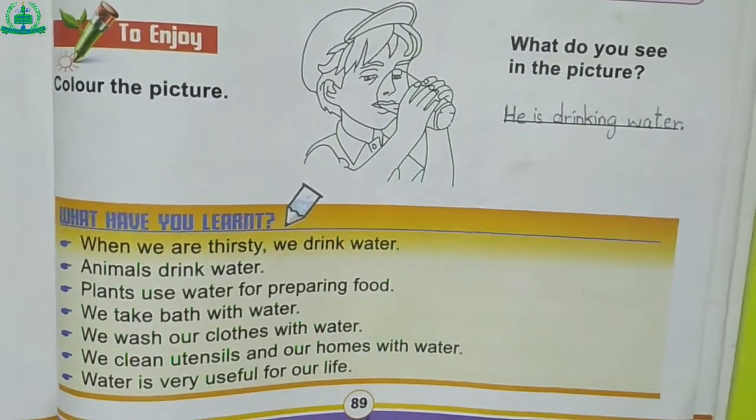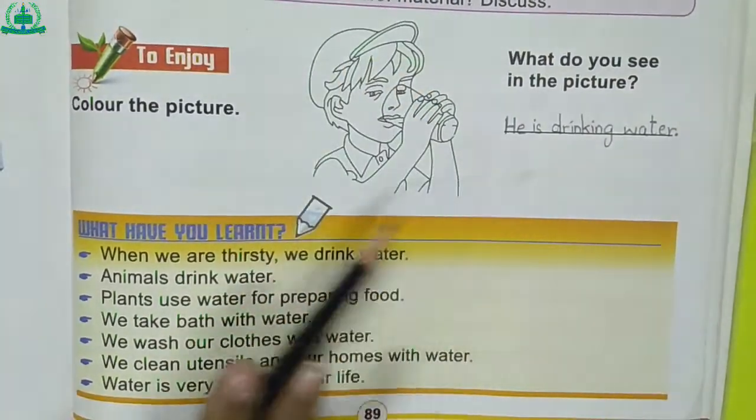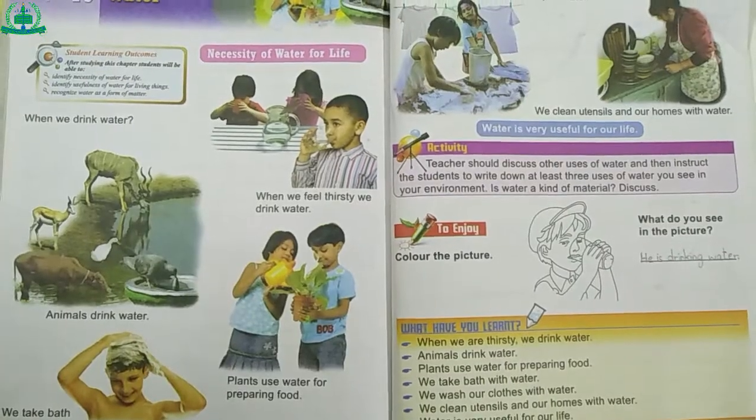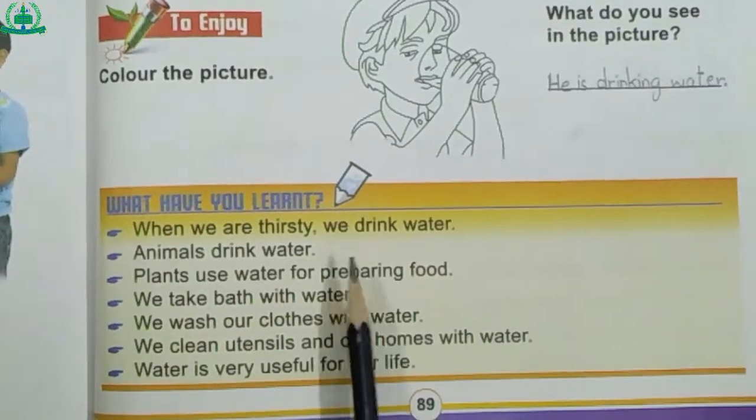See the page number 89. Color the picture. What do you see in the picture? He is drinking water. Conclusion of this chapter. When we are thirsty, we drink water.